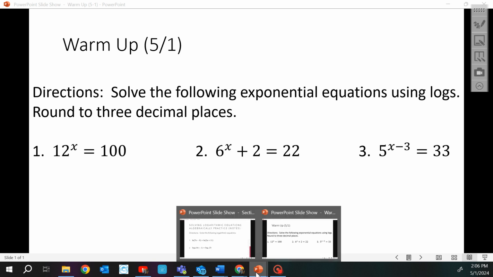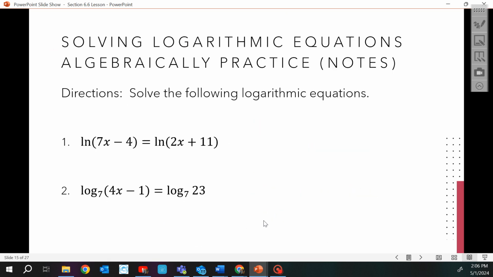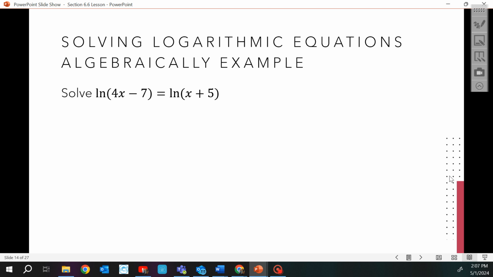Okay, so let's go ahead and take a look at what kind of problems we're going to see when it comes to solving log equations. So here we have a log equation. This is different from an exponential equation, because in an exponential equation, the variable is in the exponent. In a log equation, the variable is in the log.